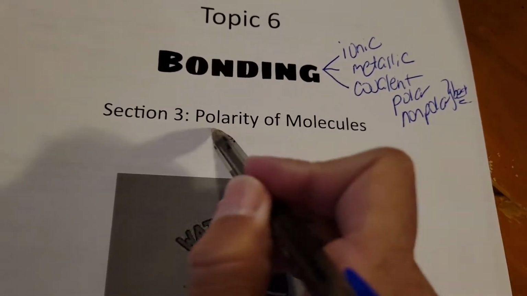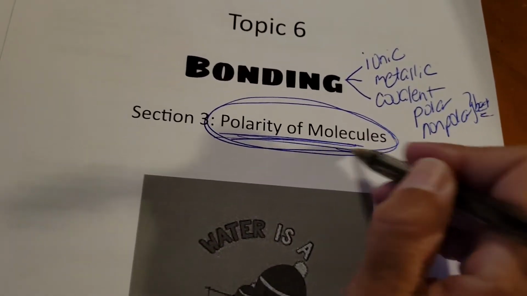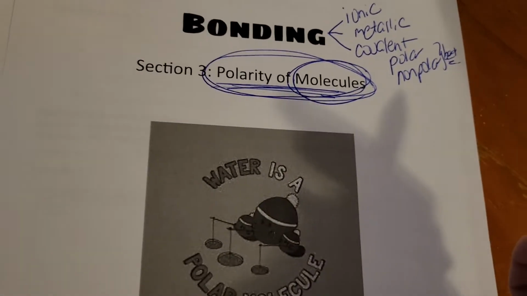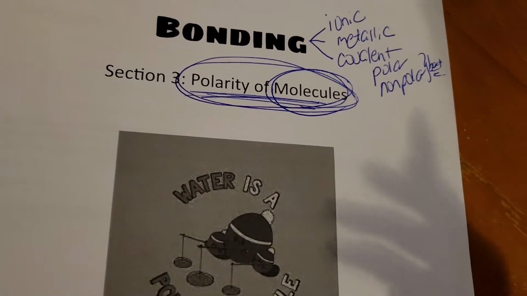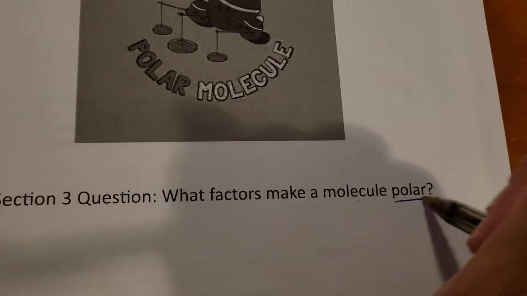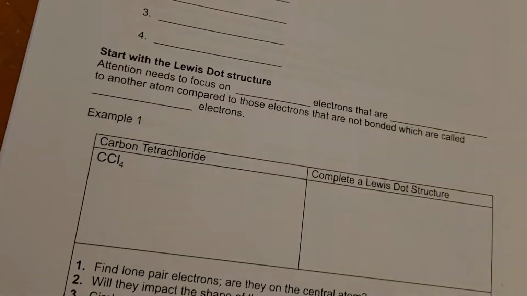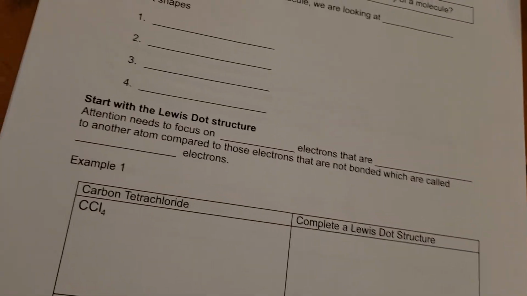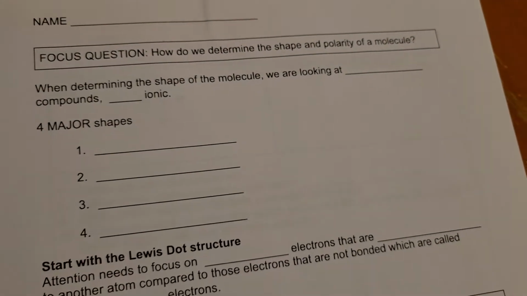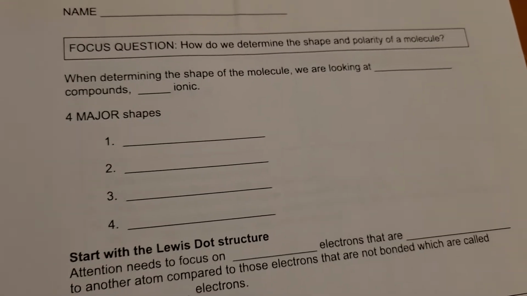So this is a little bit different. This is polarity of the whole molecule. So whether or not the molecule now has a positive end and a negative end. Okay? So what factors make a molecule polar? So the idea of a pole is still going to be the same thing like we talked about in the last one, where it creates a positive and a negative end to it. But there's some other things that come into play now that make the whole molecule.